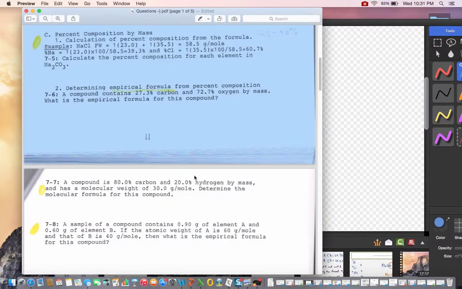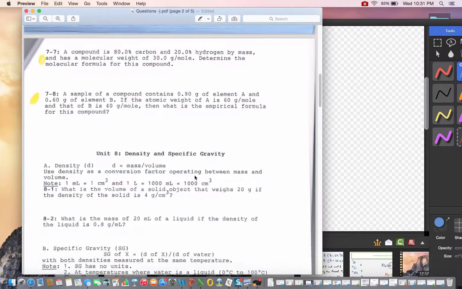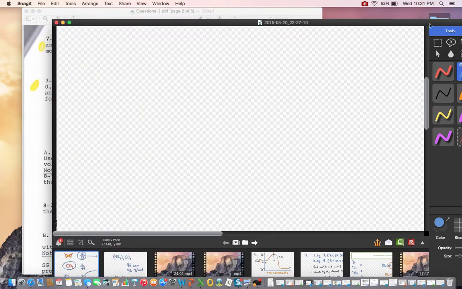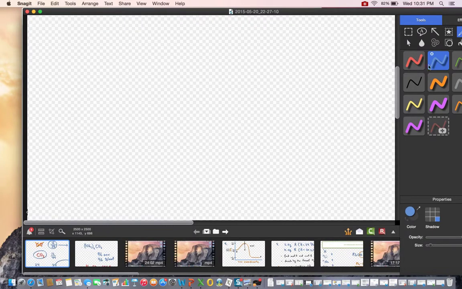So again, if we go to El Doctor Collins on example 7.7, we have a compound that's 80% carbon and 20% hydrogen by mass. It has a molecular weight of 30 grams per mole. Determine the molecular formula of this compound. Now, I'm going to approach this differently as an organic chemist, so just please bear with me.